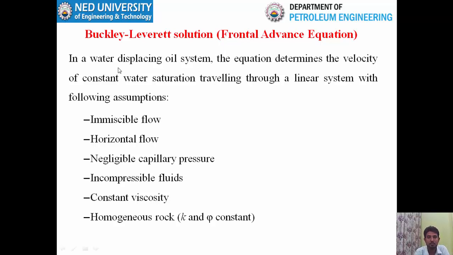So in a water displacing oil system, the equation determines the velocity of a constant water saturation traveling through a linear system with the following assumptions: immiscible flow, horizontal flow, negligible capillary pressure, incompressible fluids, constant viscosity, homogeneous rock, permeability and viscosity constant. So the frontal advance equation has been derived assuming these assumptions and assuming that the oil is being displaced by water. So this is a simplified equation, and again I have told you that through this equation you calculate the position of the waterfront in the reservoir at different times.